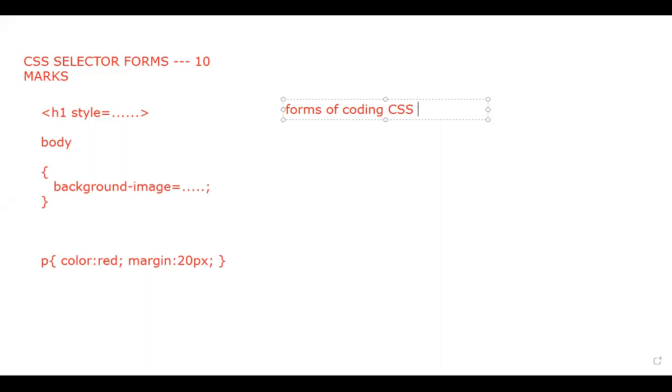So we have three main types: internal, inline, and external. And in those again, you can write this CSS code in different styles. Those styles are called selector forms. Nearly 10 styles are there, but we don't want to learn all 10. We will just focus on our 10 marks, so I will give you just 5 important styles of writing CSS.